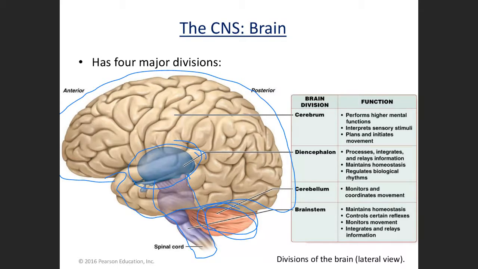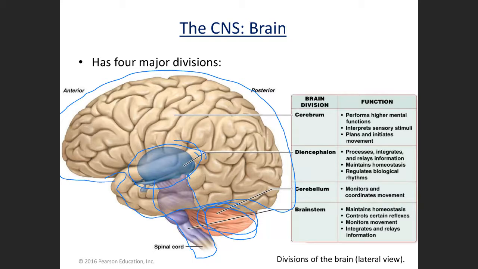And you can see how each of these major divisions of the brain is going to be in charge of something different. The cerebrum is basically your higher mental functions. So things like memory, language, speech, coordination of movement, all of that's going to be taken care of within your cerebrum. So this is the biggest part of the brain, and it's going to control those functions.